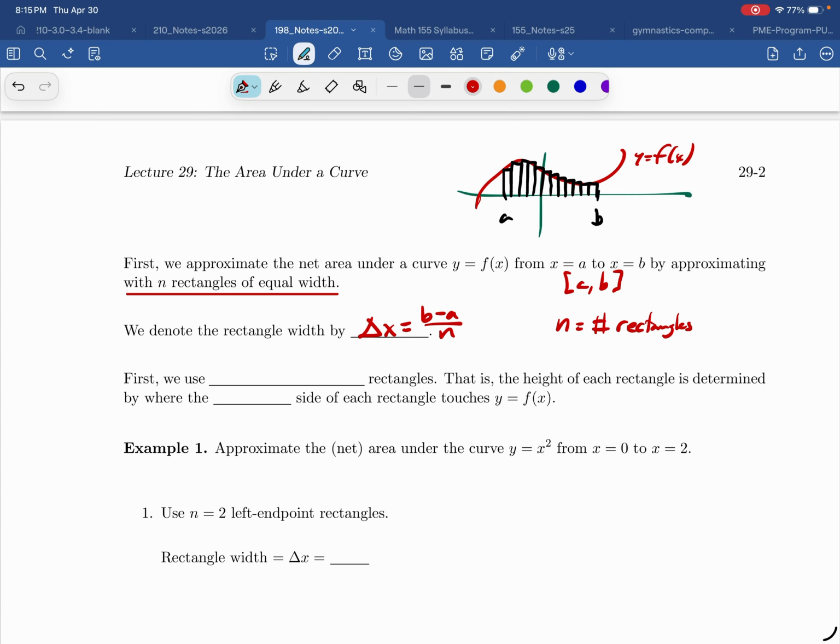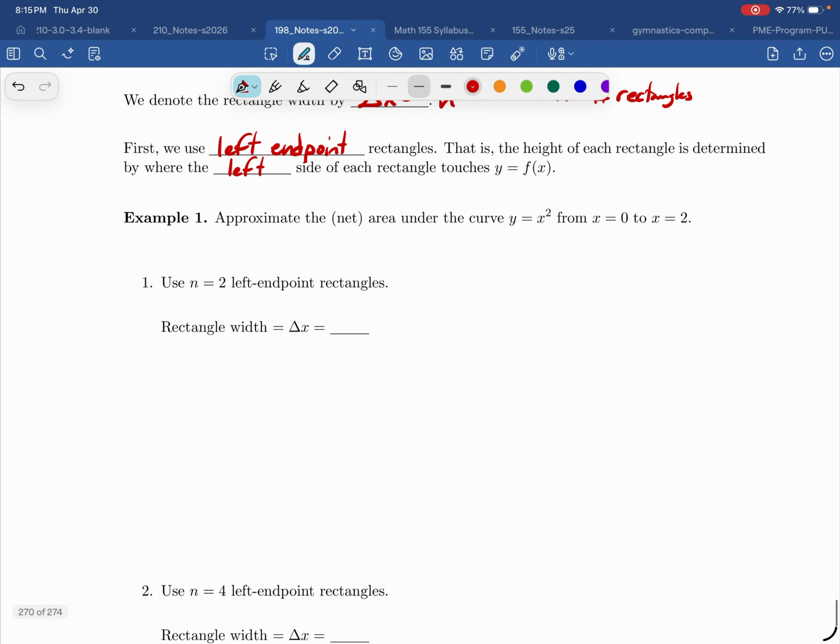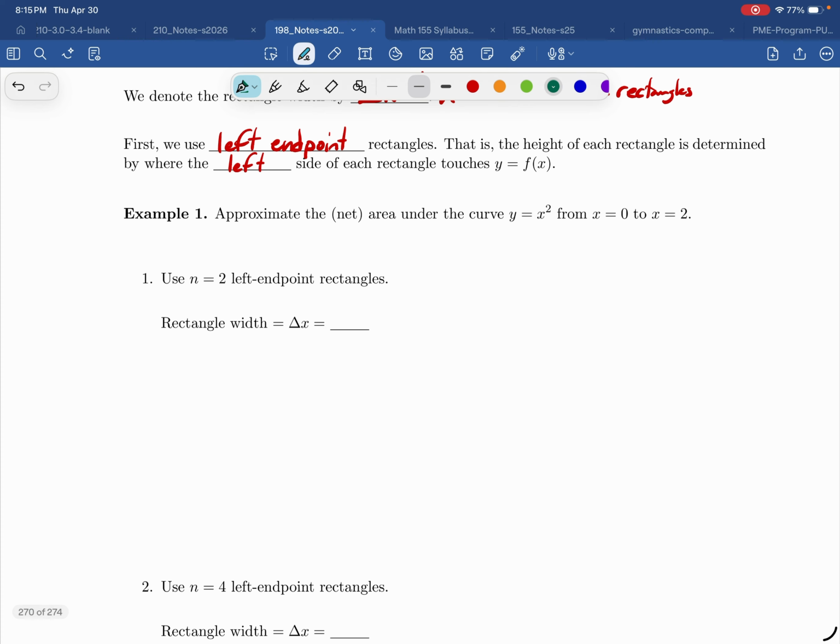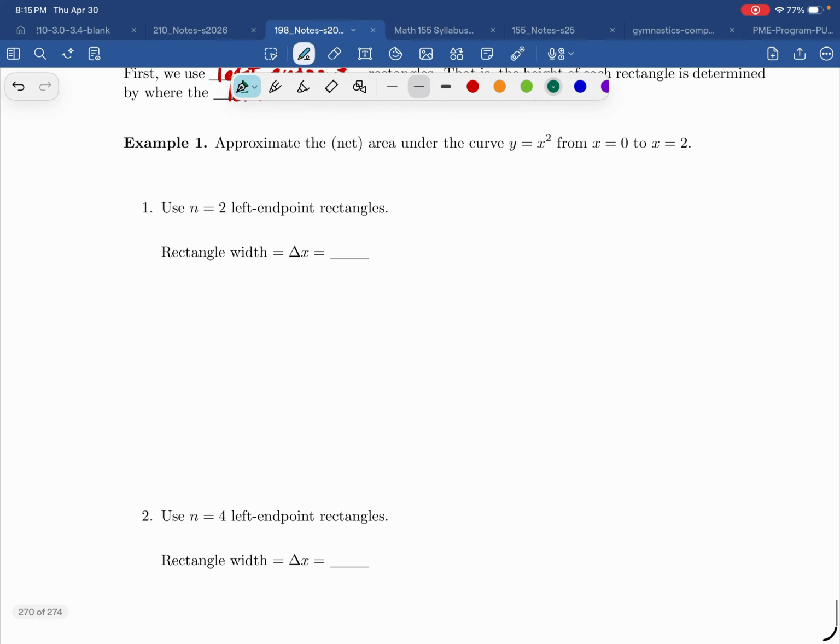Okay? Now, first what we are going to use is left-endpoint rectangles, which is to say the height of each rectangle is determined by where the left side of the rectangle touches the curve. So let's just give a basic example here. Approximate the net area under the curve, blah, blah, blah. So we're going to use two left-endpoint rectangles. And I can't emphasize enough that we are approximating the area under the curve. This will not be exact.